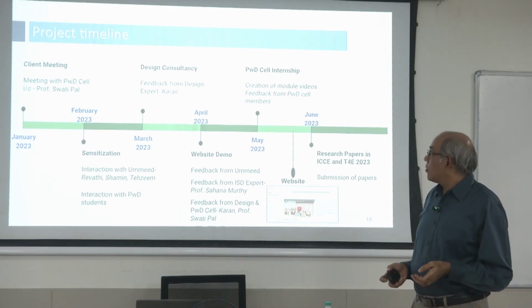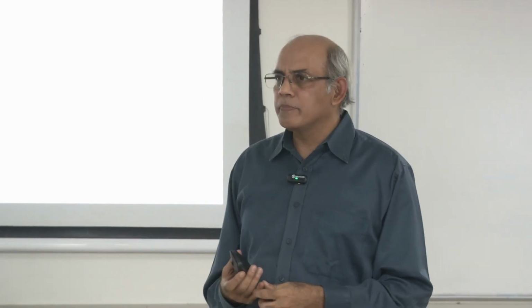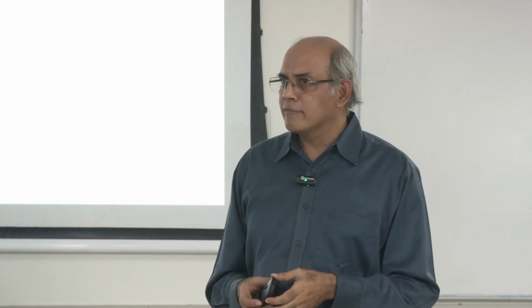Okay, so now that I have been talking for a while, let's take a small pause for me to breathe and you to think. So now that you have an idea of this course, what all learning might have happened in the course? Anybody can say? First, yes. Make a guess. Major learning is about disability. Major learning would be about disability.